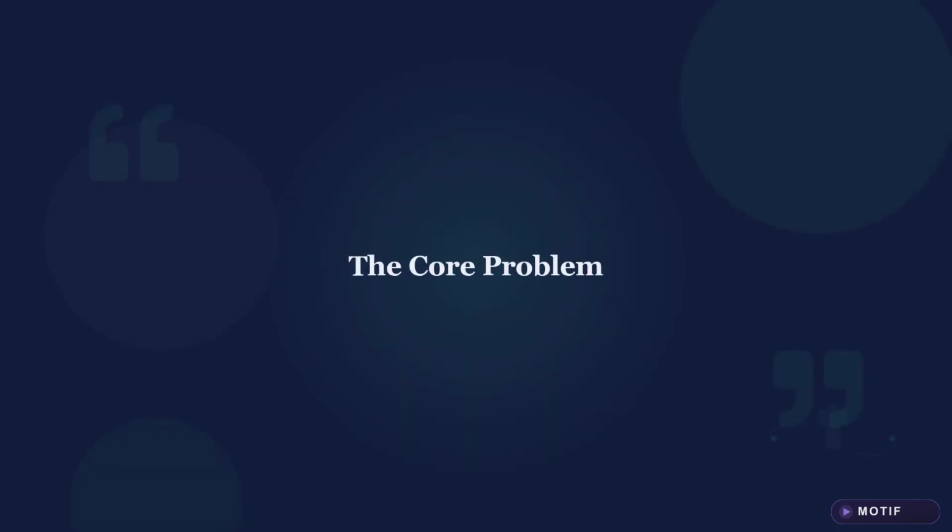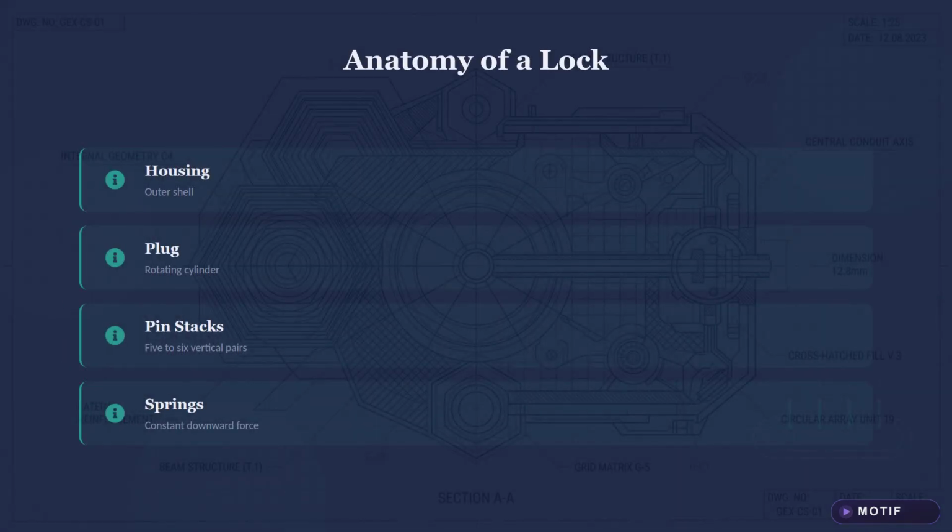Before we look at any mechanism, ask yourself this question. How would you design something that recognizes one unique object and rejects every other object in the world? That single problem is what the lock solves. 4 components. What could 4 simple parts possibly do together that one part cannot?